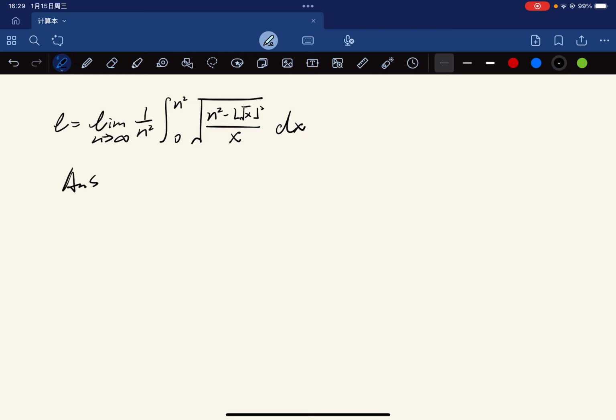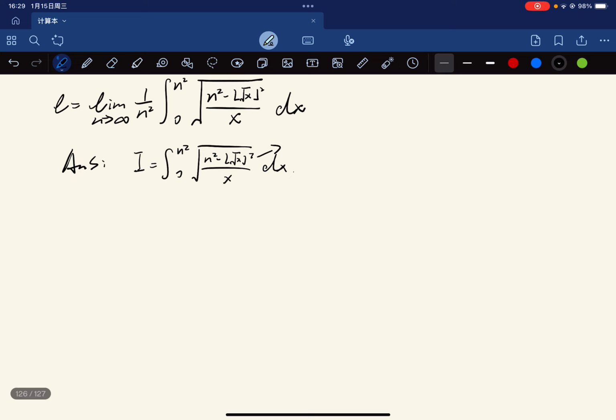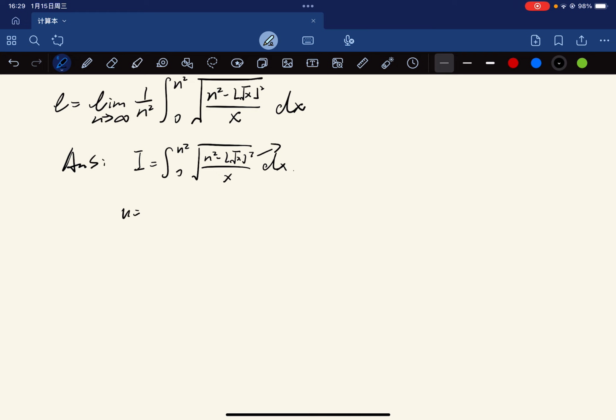So in this question, we need to first let I equal the integral from 0 to n squared. And we copy this first. And then we need to first deal with the floor function here, which is the floor function of the square root of x. So in order to simplify this, we can first let u equal the square root of x, so that x equals u squared and dx is equal to 2u times du.